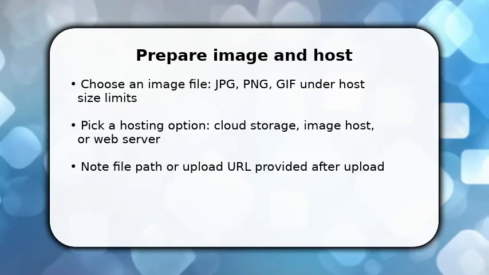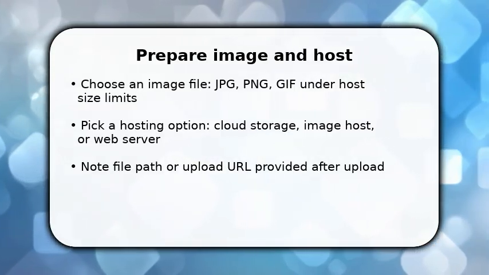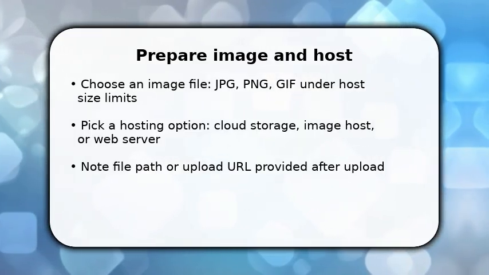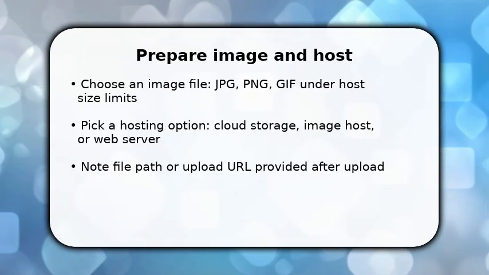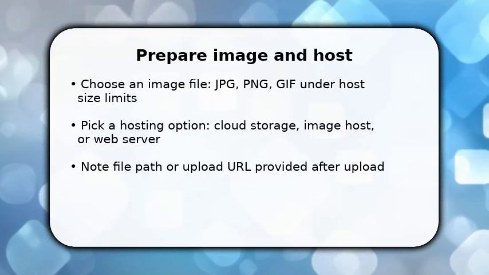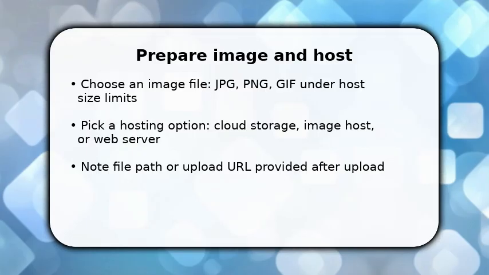You start by preparing the image and a place to host it. Upload the image to your chosen host, cloud storage, image host, or your web server so you get a reachable URL. Once uploaded, copy the direct file path or the provided link. Make sure the file permissions are public or set to anyone with the link so browsers can load it.